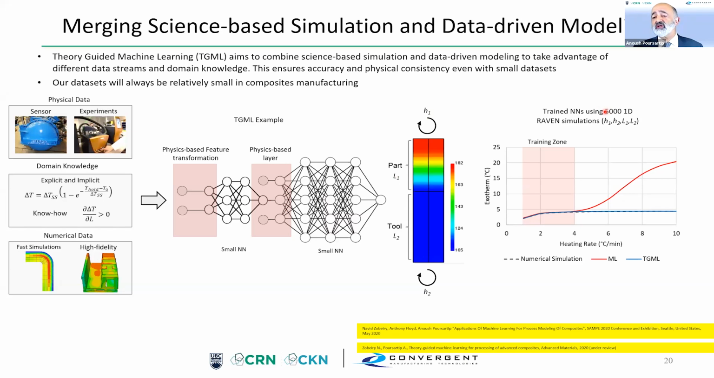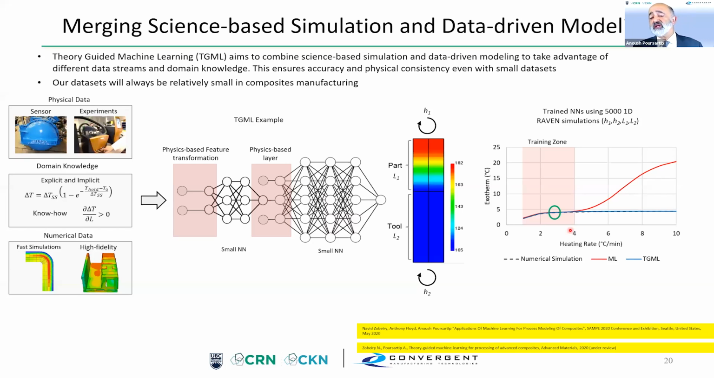So we're going to train a classic ML and a TGML model using 5,000 numerical runs. And what we're going to look at is the exotherm, the amount of overheating, as a function of the heating rate to reach the hold temperature. We're going to train the model in the zone of 1 to 3 degrees C per minute. The dashed line is the numerical simulation. The red line is the classic machine learning algorithm. And the blue line is the theory-guided machine learning algorithm.